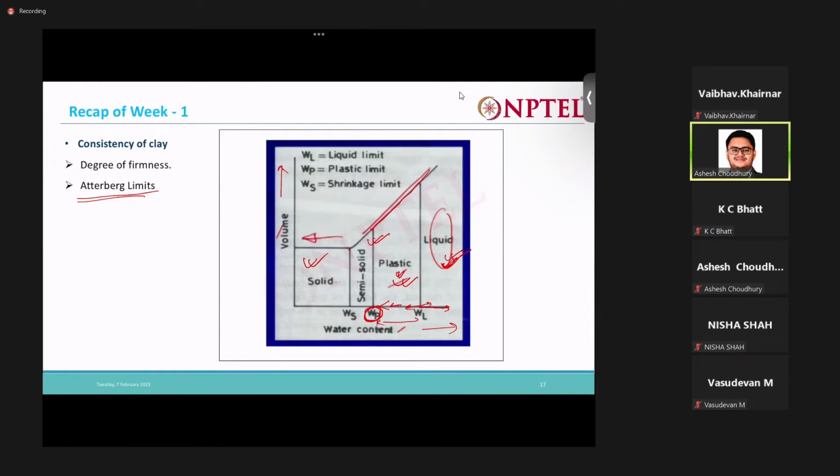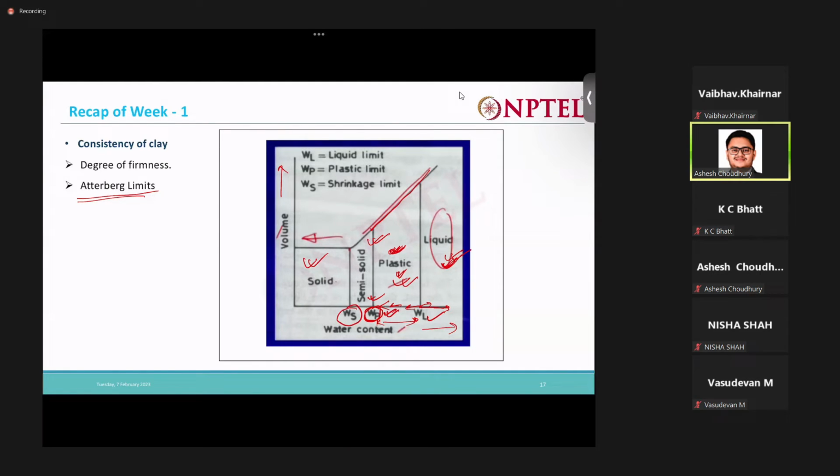Between the plastic limit and the liquid limit, the soil is in the plastic state. Plastic state means that it can be molded, like a potter's clay, right? The potters actually operate in this region. They make various things like diyas or some utensils out of clay. For that, the soil needs to be in the plastic state. If we further reduce the water content, we will enter the semi-solid state.